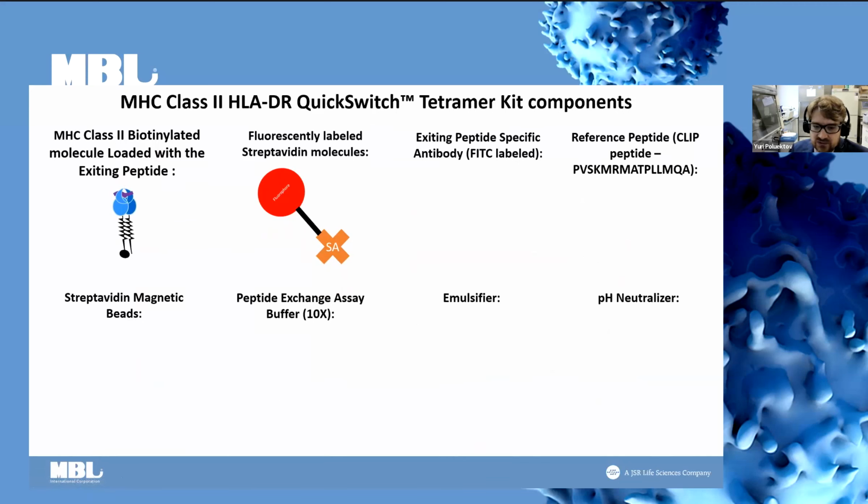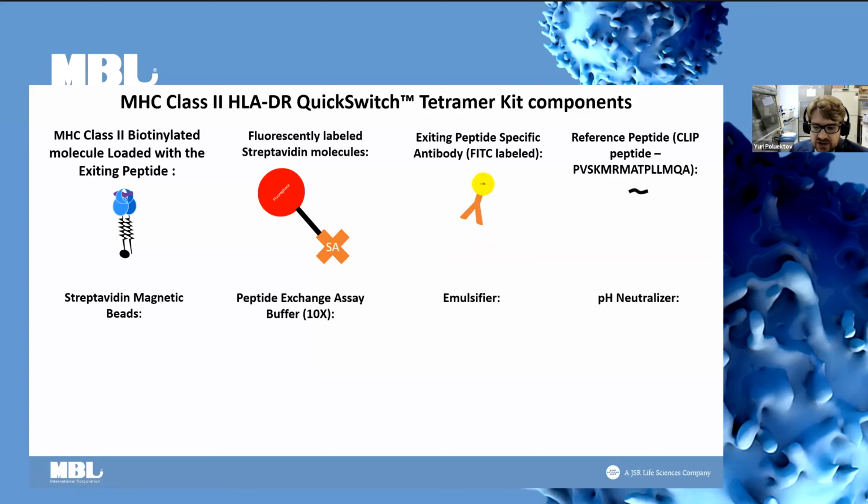The streptavidin fluorophore in the kit is specifically concentrated to work with the biotinylated MHC molecules of the kit. So if you're trying to use it with a different kit, you may end up having free MHC molecules or free streptavidin molecules floating in solution, and that would actually diminish some of your staining results. Just like with the class 1 kit, the FITC labeled antibody supplied in the kit is specific for the weak binding QuickSwitch peptide, but in this case, it does not have to be diluted.